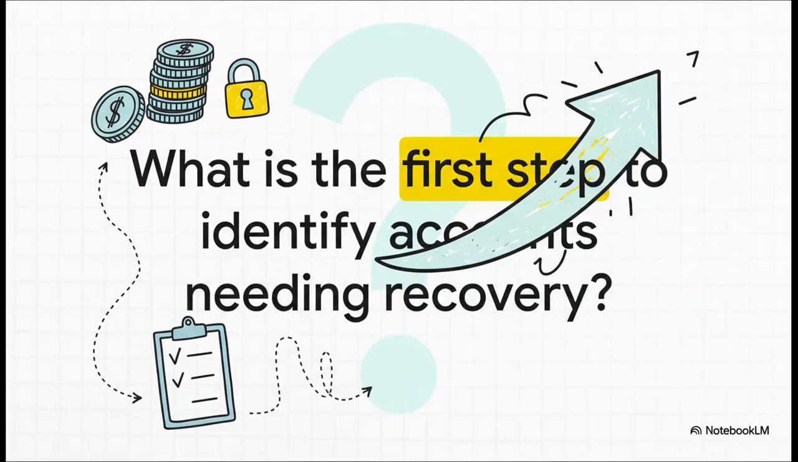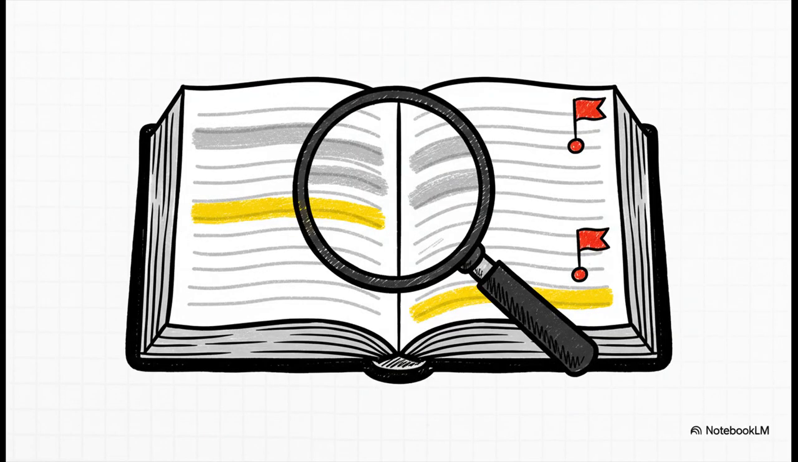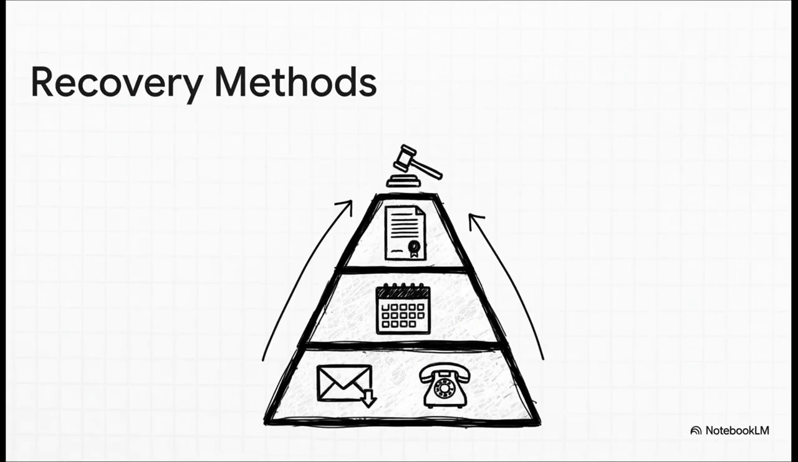Okay, so you know why you're doing it, but where do you actually start? What's that very first step you need to take? Well, the guide says the first thing you need to do is a thorough review of your debtor ledger. This is where you'll spot the accounts that are either already in default or are at high risk of heading that way. Now, you've got a whole toolkit of methods you can use. The idea is to start soft and escalate if you need to. You might begin with reminder letters or phone calls, perhaps move to setting up a payment plan. If those don't work, you might engage a debt collection agency. And only as a final resort, consider legal action.